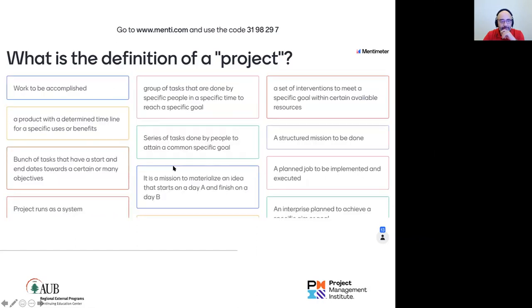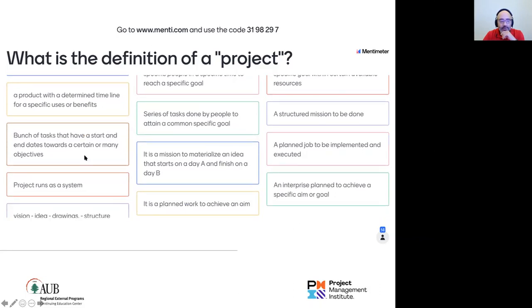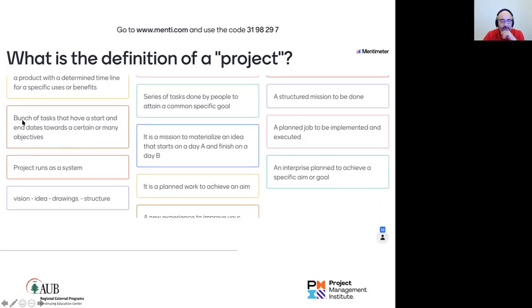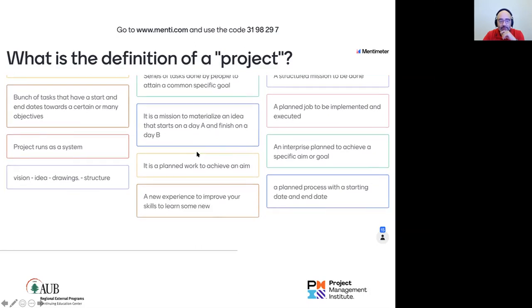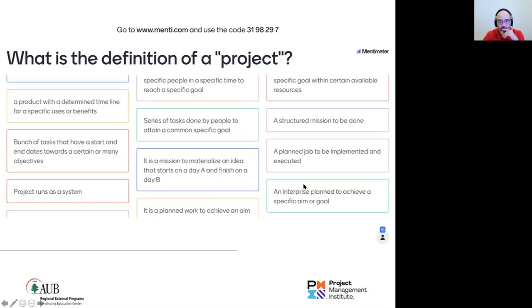Okay, let's stop there. From all that you've entered, the only close to a definition is this: a bunch of tasks that have a start and end date towards a certain objective or many objectives. This is the closest to the definition as per the PMBoK. But all of it could be used for a project and for operational work. A planned job to be implemented and executed can also be a shift of a taxi dispatching company. You get what I mean? A planned process with a starting date and end date. Yes, this is one part of the definition.